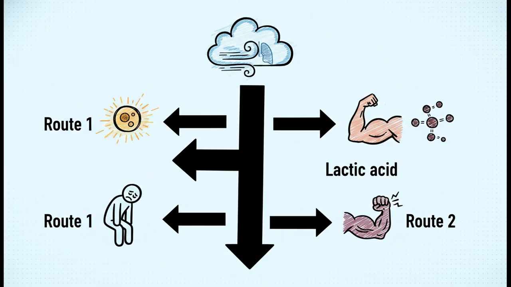You can take route 1 and focus on how less oxygen leads to less aerobic respiration and therefore less energy. Or you could take route 2, explaining how the body switches to anaerobic respiration, which produces lactic acid. Both routes are completely valid, which is a fantastic thing to remember in an exam. There isn't always just one right way to explain something.